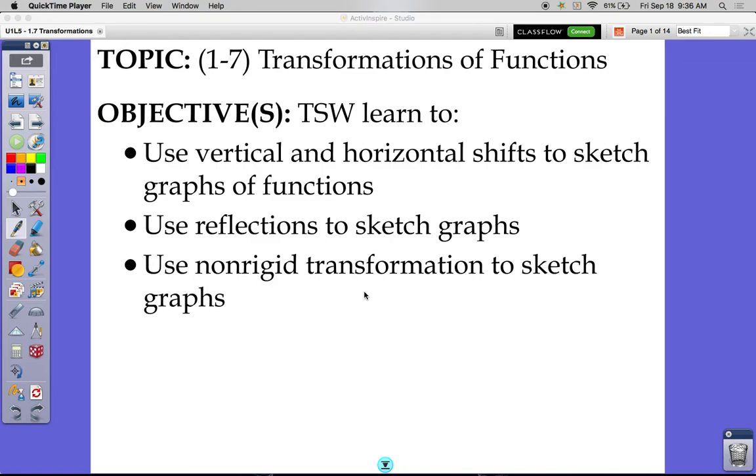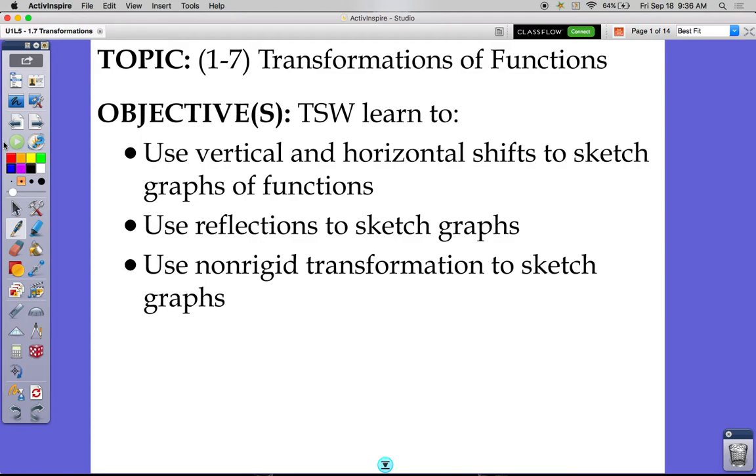Alright guys, so in this lesson we're going to be talking about transformations of functions. We talked about parent functions last time. We took a look at some of those standard graphs, those graphs that we're often presented with. Today we're going to learn how to take those graphs and make things change a little bit.